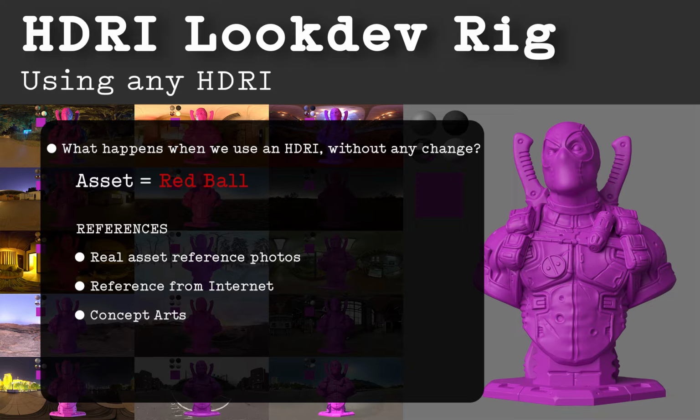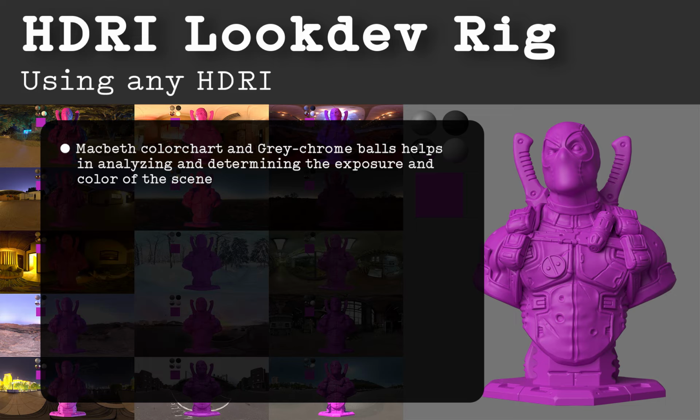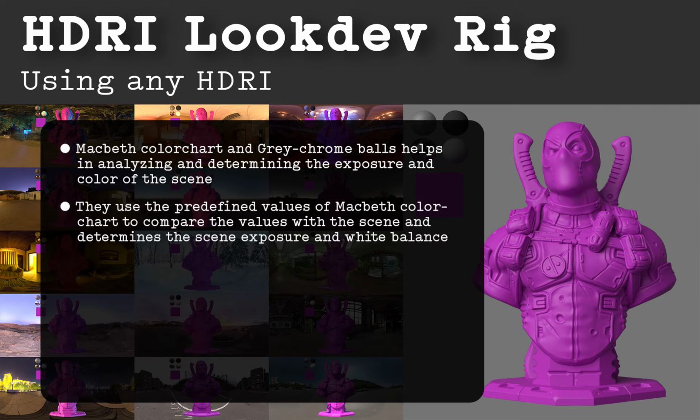texture, color, and luminance of that particular object. And this is where photographic principles come into play for the first time. We use a Macbeth color chart and gray chrome balls to analyze the scene exposure and color of the environment in which we are going to photograph the object for reference. The gray ball and Macbeth color chart have predefined color values, so that we can analyze how much the scene exposure and colors are shifting, and according to that we can adjust the camera settings to get the accurate texture, color, and luminance of that object.